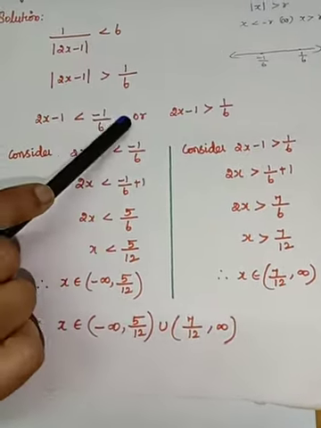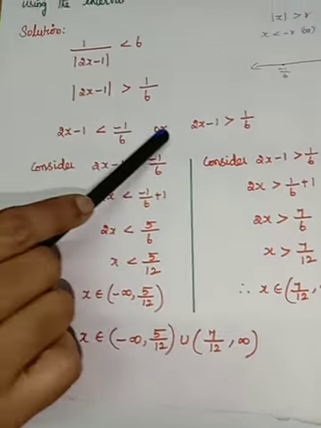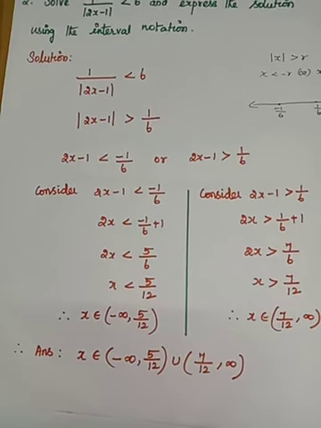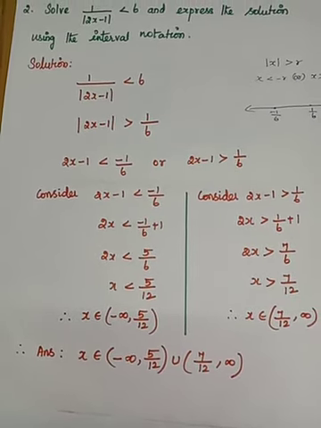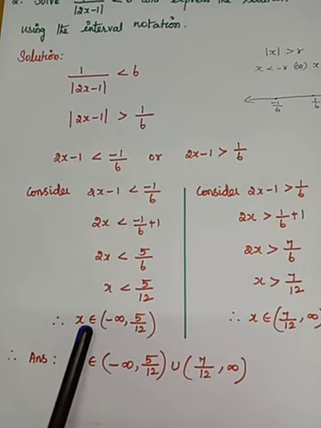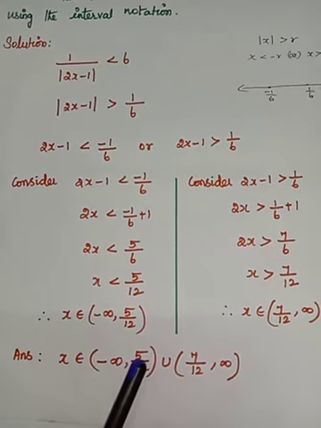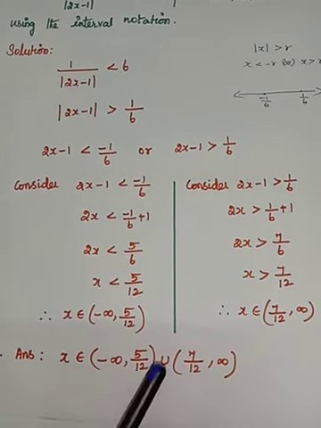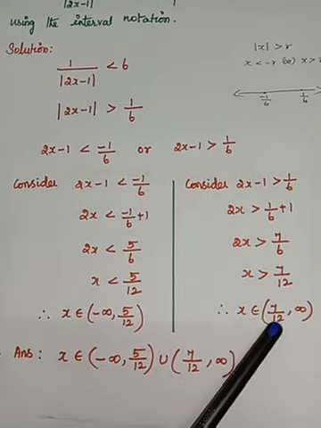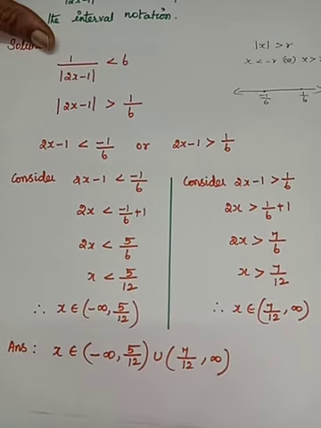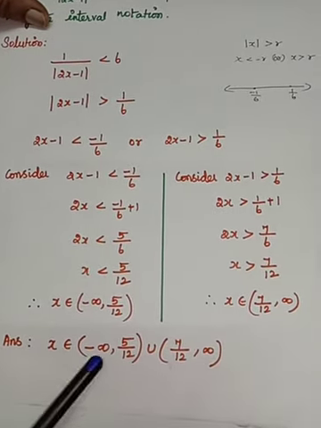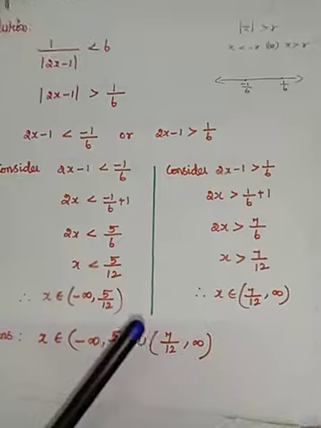Okay. Here you see the solution. In this solution, here you are having r. If r comes, you have to join both the intervals. So, x belongs to minus infinity to 5 by 12 union 7 by 12 to infinity. That is the solution of x. We have denoted it in the interval notation.